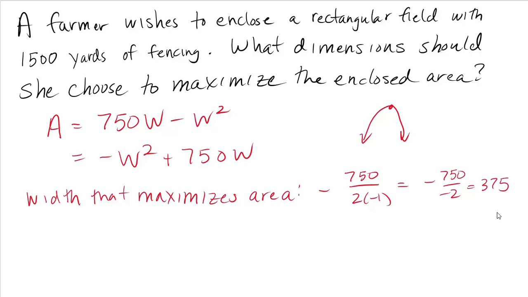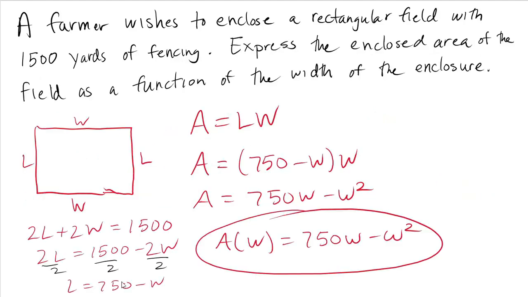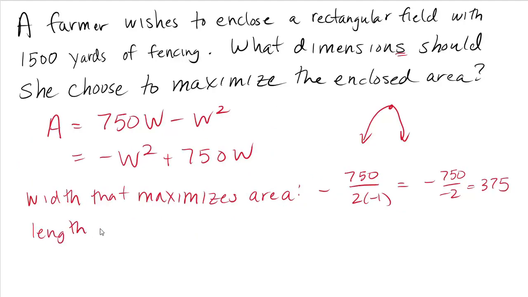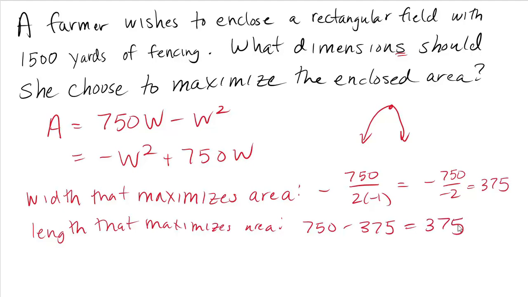Does that answer the question? No, not quite, because it wants to know the dimensions that should be used. We have the width, we also need the length. The length we said is 750 minus w. So the length that maximizes area is 750 minus the width that maximizes area. Well, that happens to also be 375.